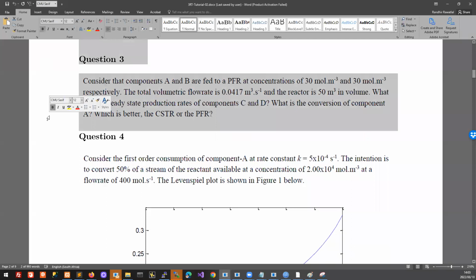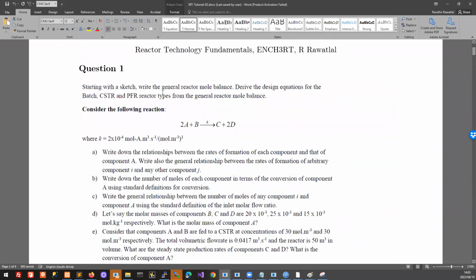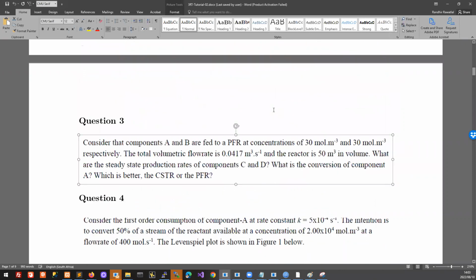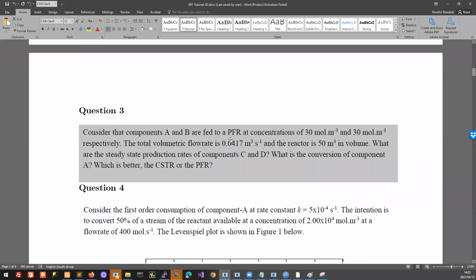So now we have a PFR. So A and B are fed to a PFR. You can see the same inlet concentrations. We have the same volumetric flow rates, the same volume of reactor. So it's actually the same system. We assume that the rate constant and the reaction are the same as well. And so this question is simply, if we use a PFR instead of a CSTR, then what's the conversion of component A?